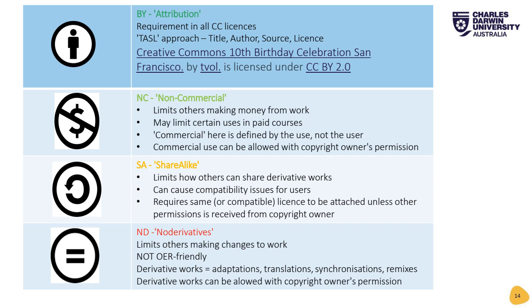An ND, or no derivatives, limits others making changes to the work. It is not OER friendly. Derivative works include adaptations, translations, synchronizations, and remixes. And derivative works can be allowed with the copyright owner's permission.